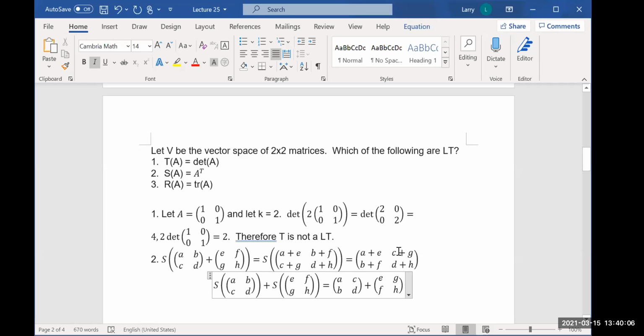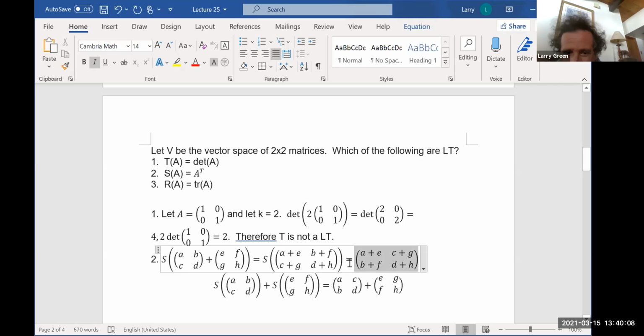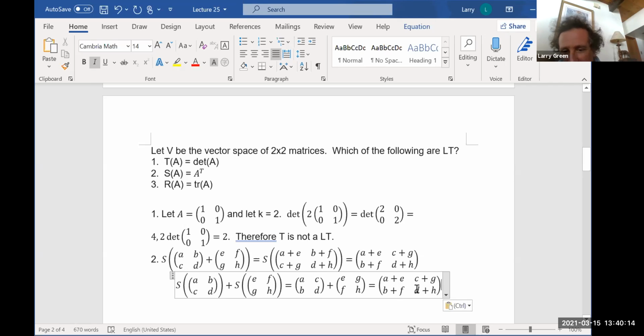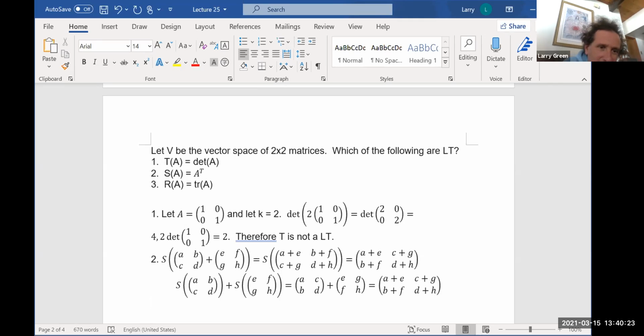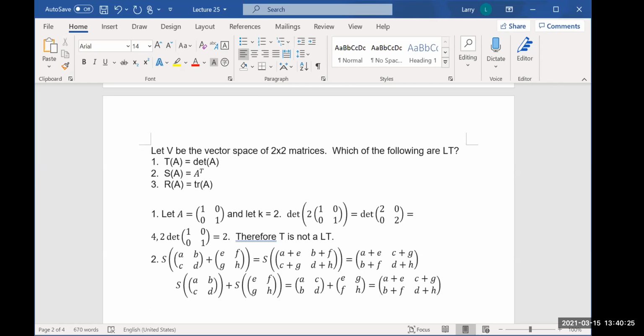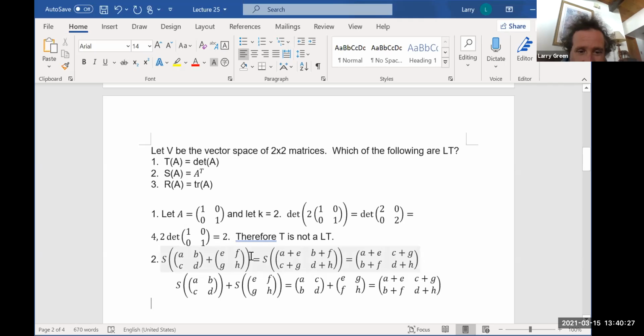So what we can do, I'll just copy and paste. I'm going to type it all. When you add those up, you get what you wanted. We get A plus E, C plus G, B plus F, and D plus H. Okay, so that worked. Are we done? No, we've got one more, but unfortunately, it's not that hard.